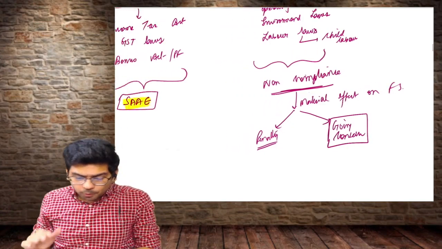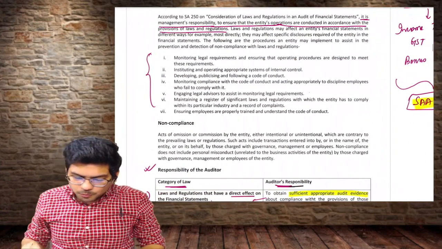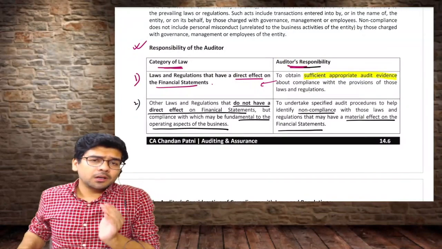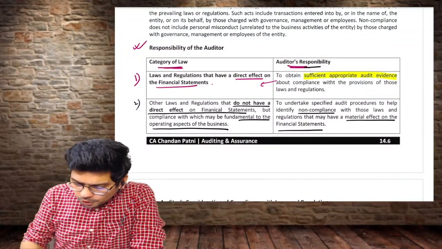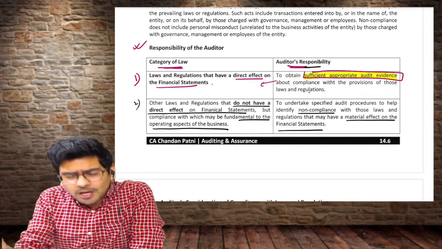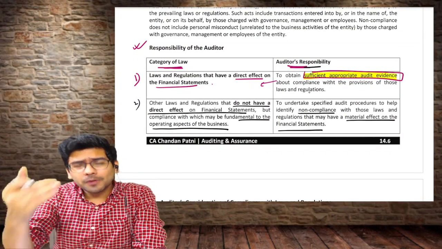Okay, so let me read the point again so that you understand the responsibilities of the auditors in both the scenarios. For the laws which have a direct effect, you need to obtain sufficient and appropriate audit evidence, like you have been doing in all the other chapters, and after you apply procedures you obtain evidence, right?